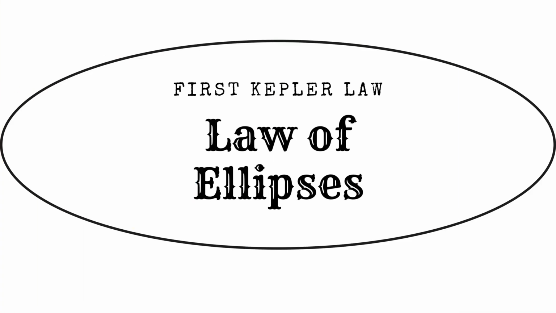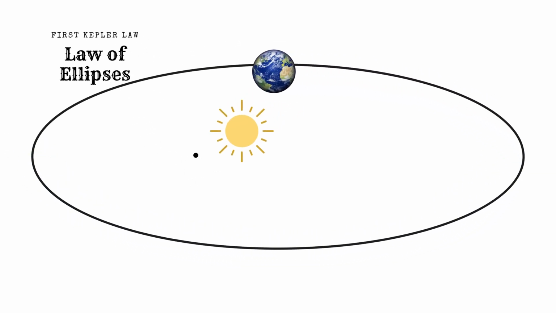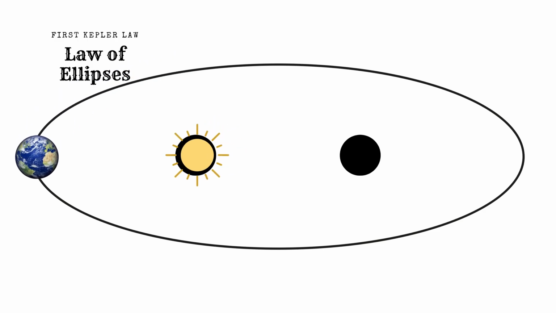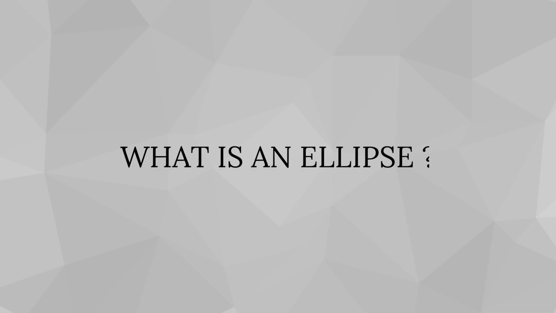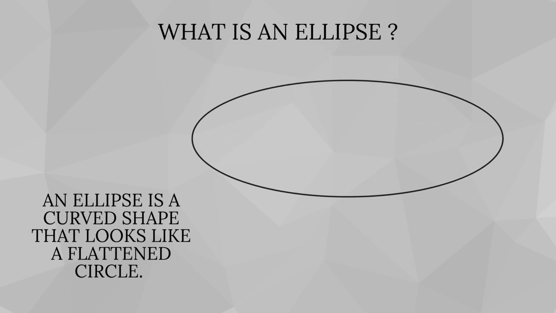The first of Kepler's laws, also known as the law of ellipses, states that planets move in elliptical orbits with the Sun at one of the two foci. To better understand, let's clarify what an ellipse is. An ellipse is a curved shape that looks like a flattened circle.